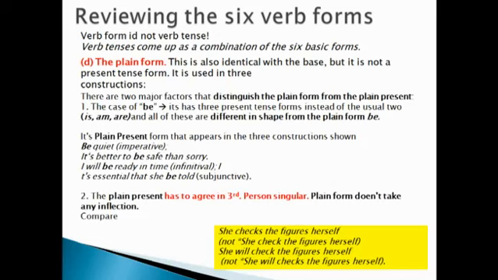So let's compare. She checks the figures herself. She will check the figures herself. In the first case, she checks, not she check. In the second case, she will check, not she will checks. Although I have a she, the will eliminates the need of inflecting the verb check for third person singular. She is a third person singular pronoun, but will comes before the verb to check, so it will come in its plain form.